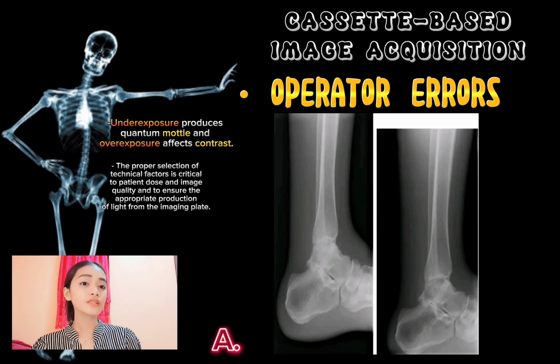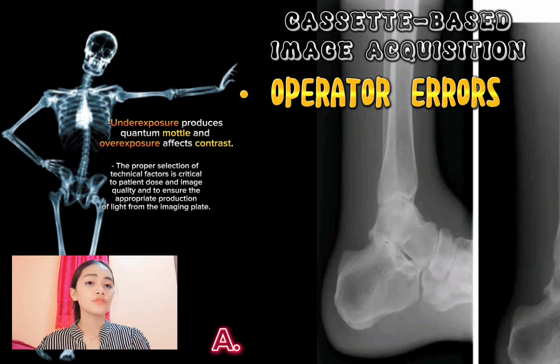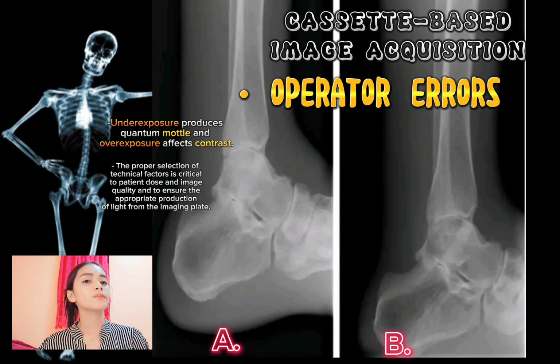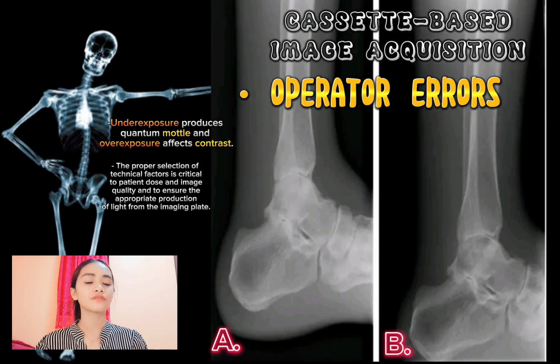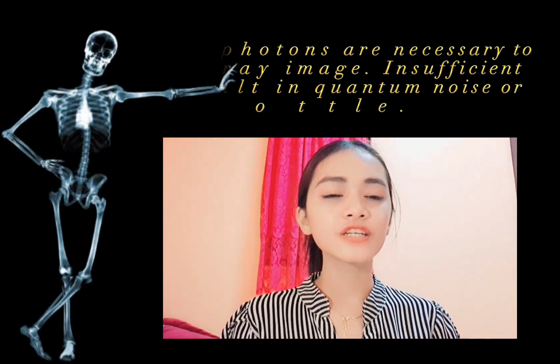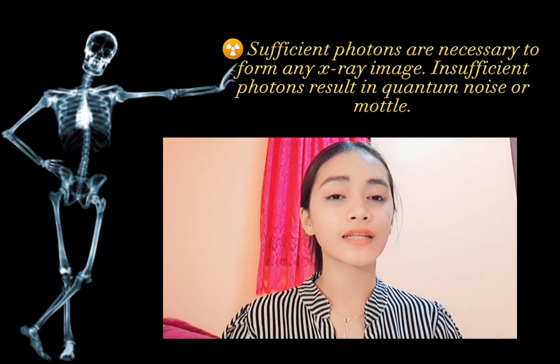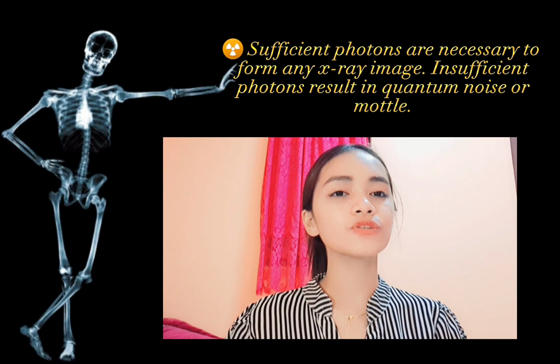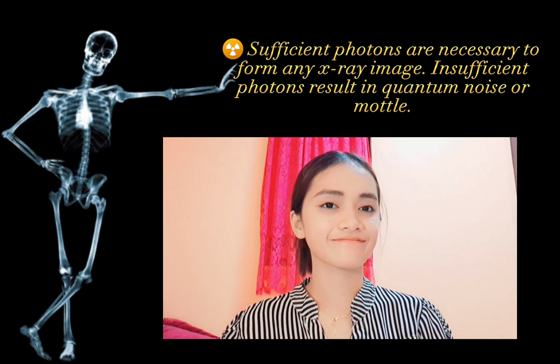So the picture on the left shows an underexposed image caused by insufficient milliampere seconds, and the figure on the right shows an overexposed image caused by excessive kilovoltage peak, resulting in quantum mottle and decreased contrast respectively. Remember, sufficient photons are necessary to form any X-ray image. Insufficient photons result in quantum noise or mottle. That's all.